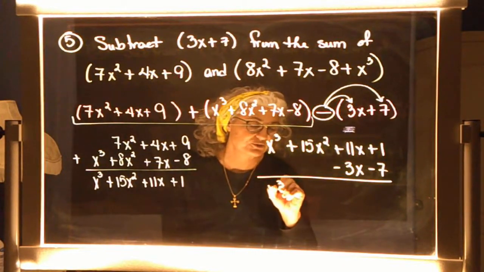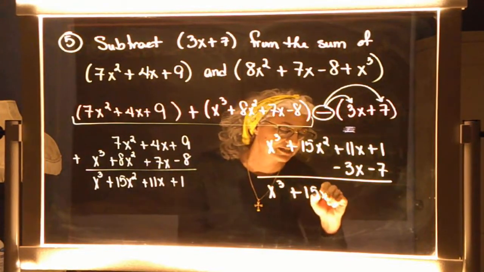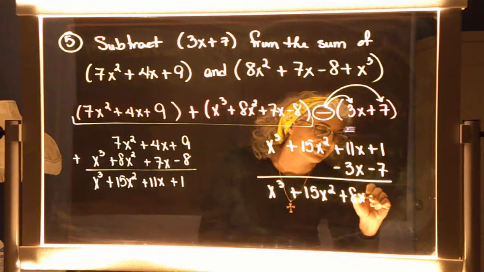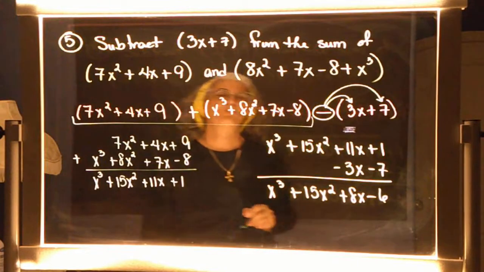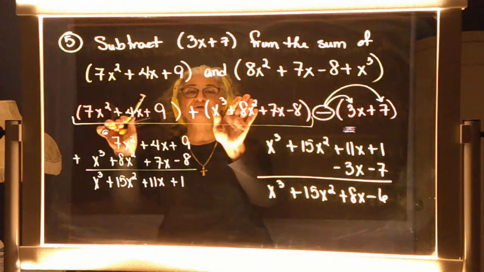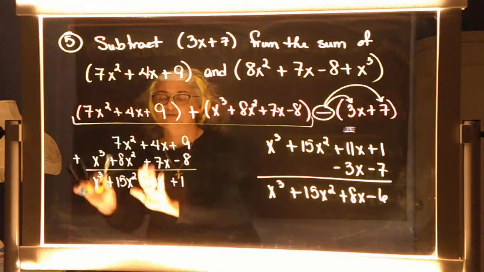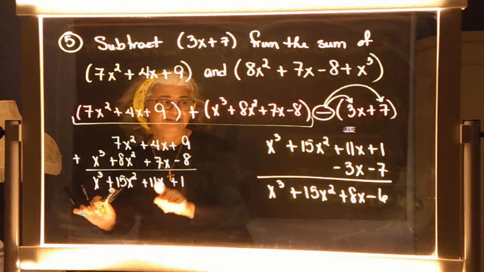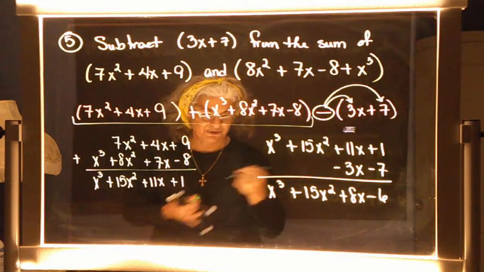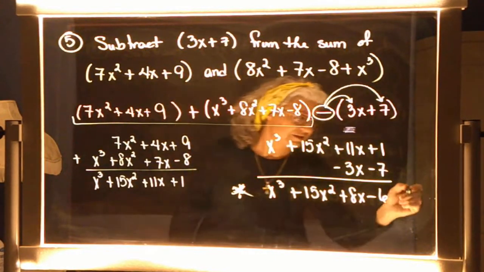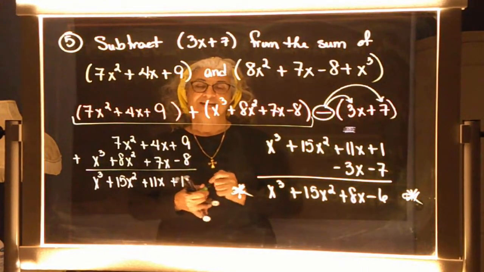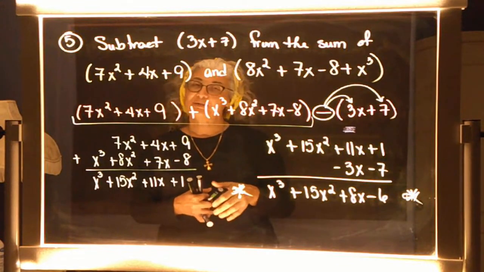So we have x cubed plus 15x squared. Excellent. Plus 8x minus 6. Wonderful. So did we do everything they asked us to do? Did we add the first two parentheses? Yes, we did. Here it is. Did we take that answer and minus the third parenthesis? Yes, we did. So here is your final answer. Cool? Hang in there. Got a couple of examples.